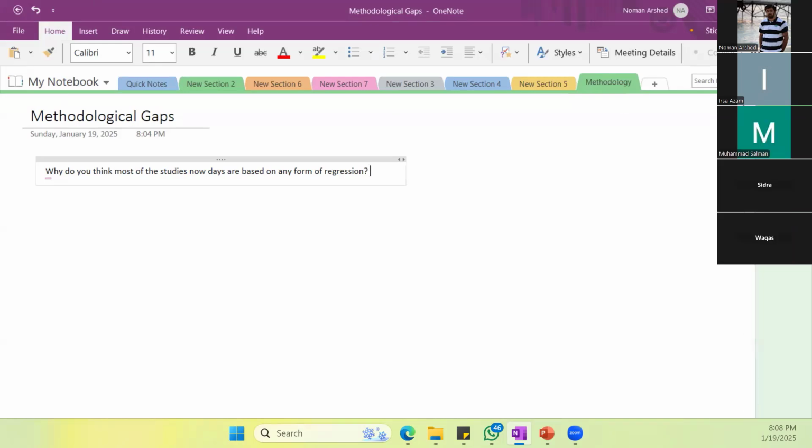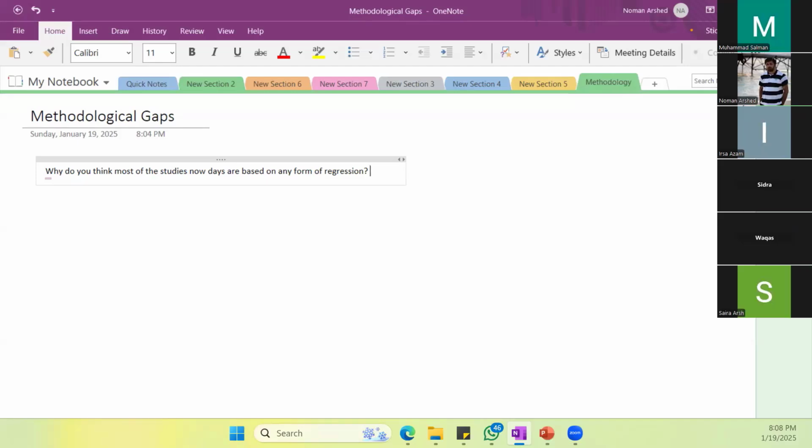Sir, one could be that quantitative data analysis is required. Second is dependency of two variables, and third is a relationship. Okay. Anyone else?